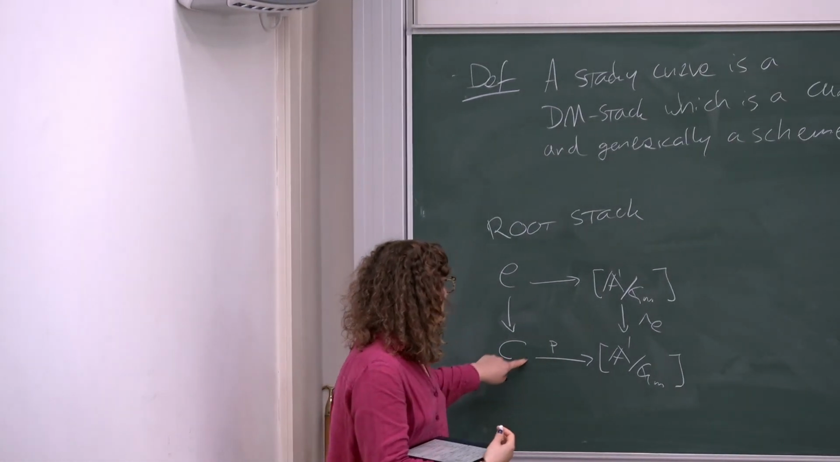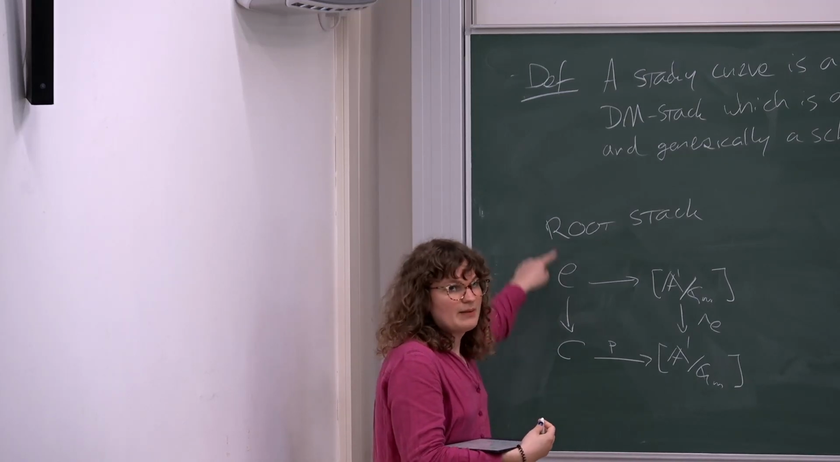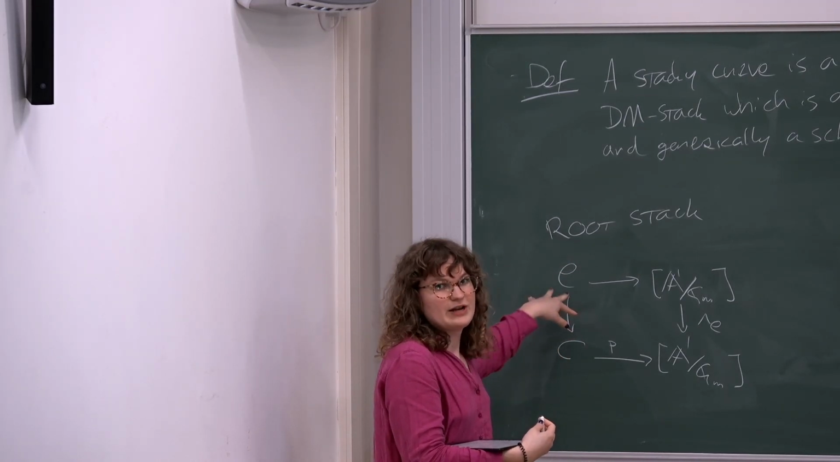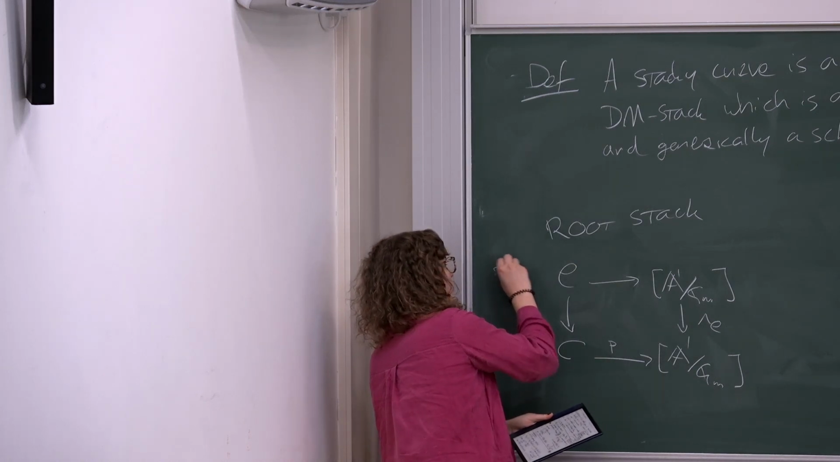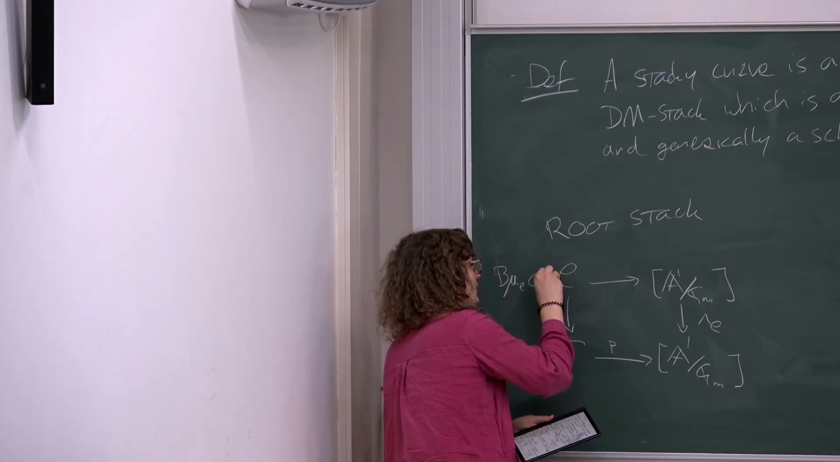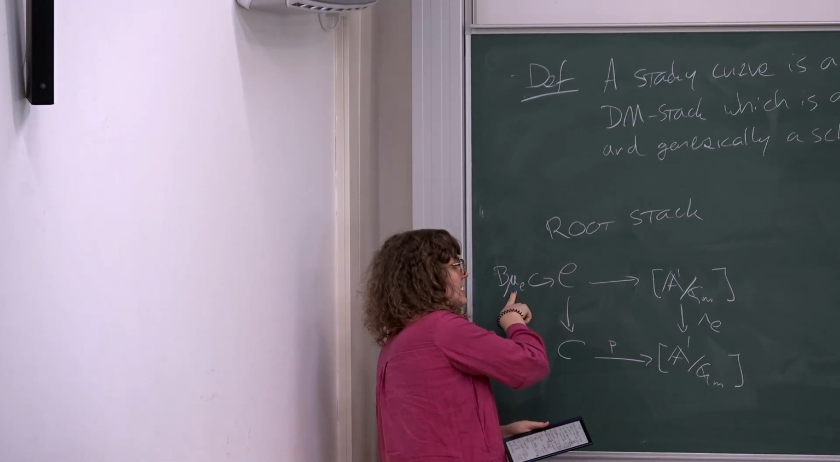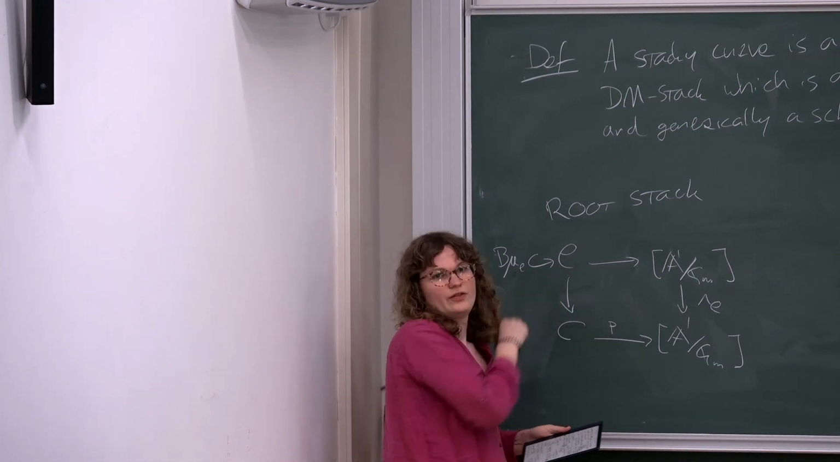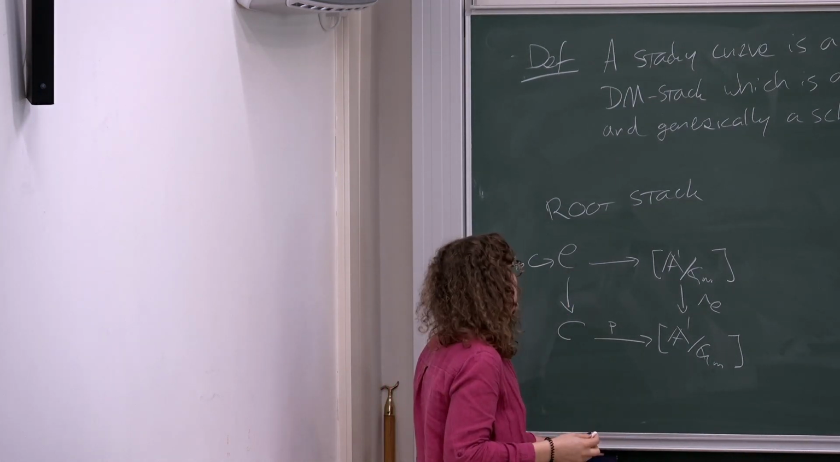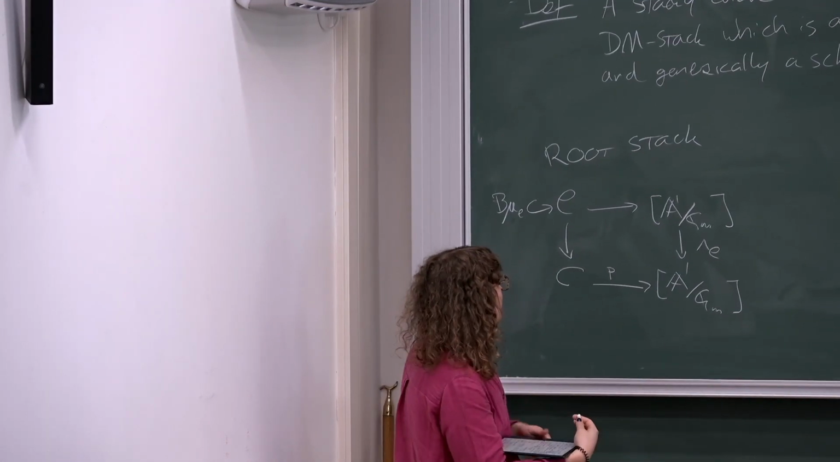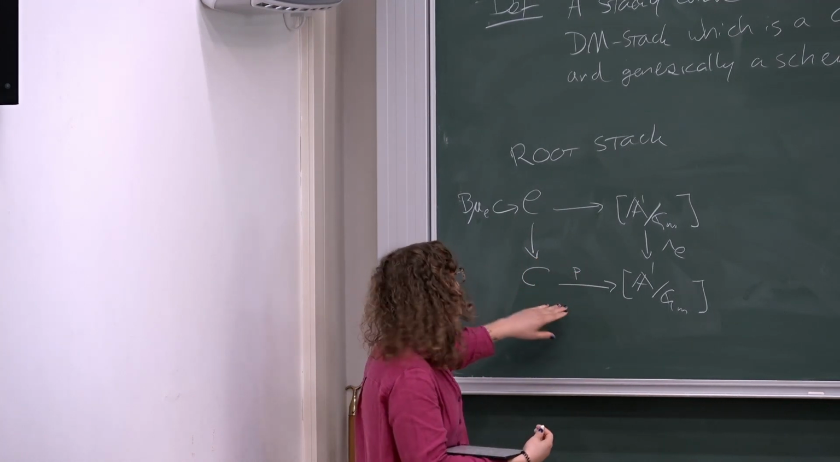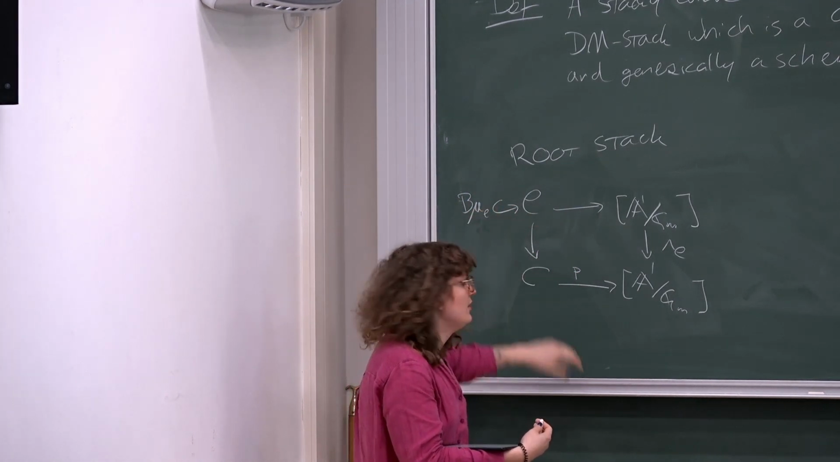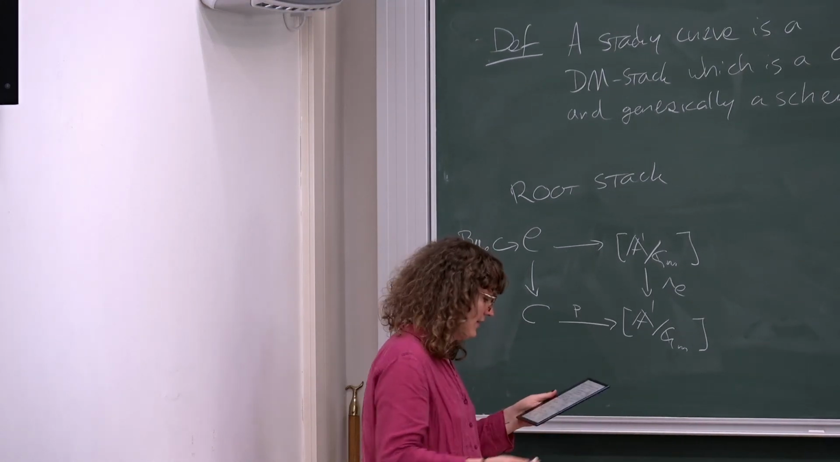And so away from the stacky point, this map is an isomorphism. So generically it is a curve. And then at this point, you will get a cyclic stabilizer sitting on that point. And in general, if you have lots of stacky points, you would just iterate this construction, once for every point. You end up with lots of these B mu e's inserted.